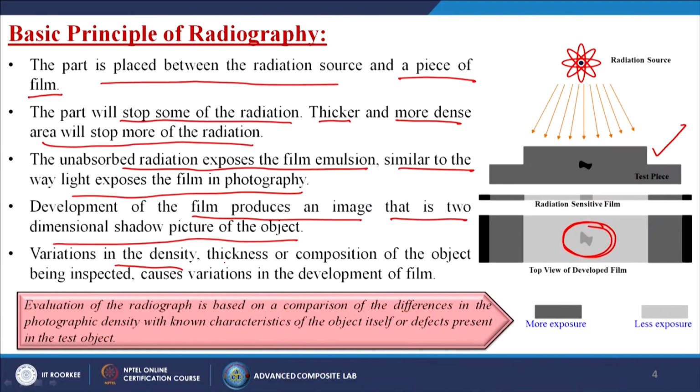Variations in the density, thickness or composition of the object being inspected cause variations in the development of the film. Evaluation of the radiograph is based on a comparison of the differences in photographic density with known characteristics of the object itself or defects present in the test object. Sometimes, to see certain kinds of crystal structure or morphology, we also do this kind of testing.